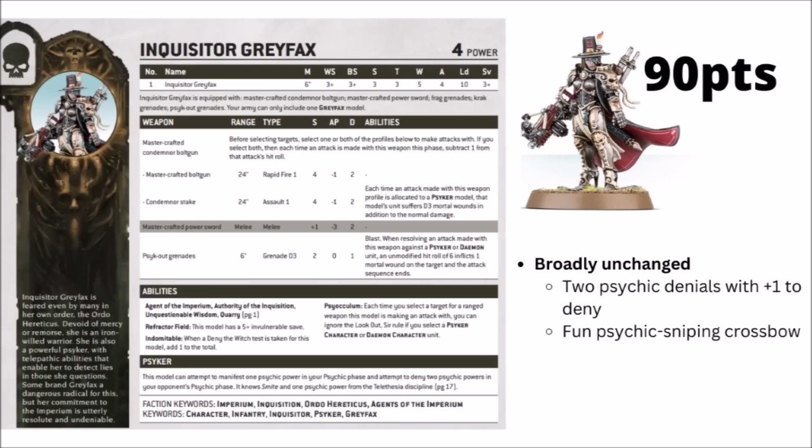Next up is Greyfax, 90 points, and she's kind of the focused anti-Psyker Inquisitor. She gets 1 Psychic cast, and then 2 Psychic denials with a +1 to deny the Witch. That is pretty handy against certain armies, plus a fun Psychic sniping crossbow that deals out some mortal wounds. Maybe a little bit on the expensive side, but I guess if you were going to take a standard Inquisitor for things like Psychic actions and leadership, then an extra 30 points to give it some pretty solid Deny the Witch type rules isn't too bad.